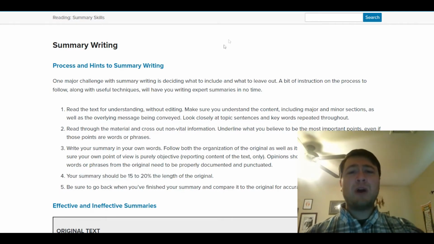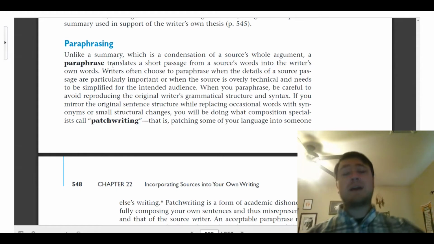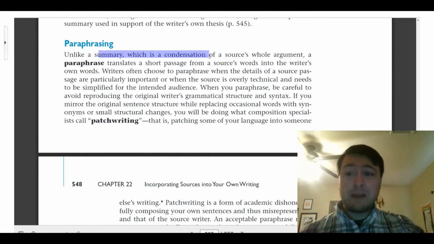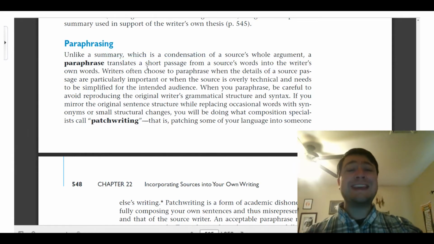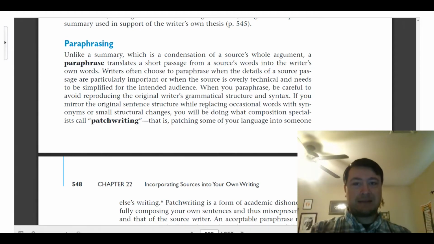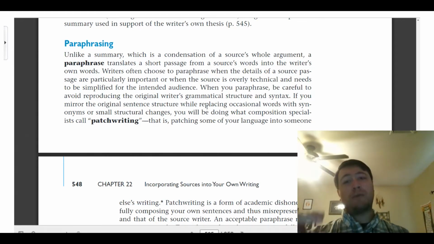Now, let's jump over to the Allen and Bacon Guide to Writing 7th edition to talk about paraphrasing. They're going to say that unlike a summary, which condenses an entire work, a paraphrase is translating a short passage from a work into the writer's own words. When I teach the difference between summary and paraphrasing, I like to look at it like this. A paraphrase is 1 or 2 sentences max, where a summary is a short paragraph.